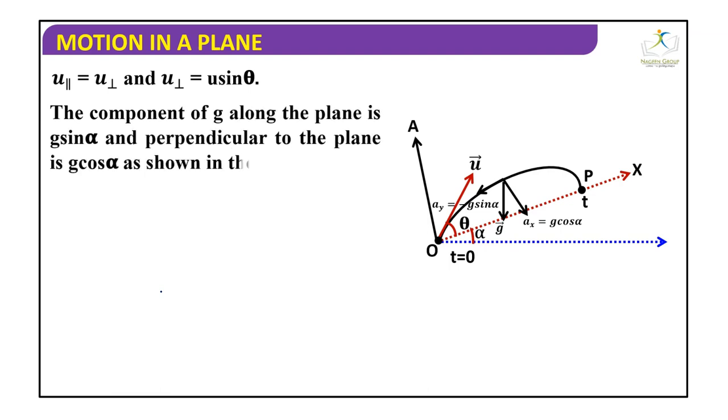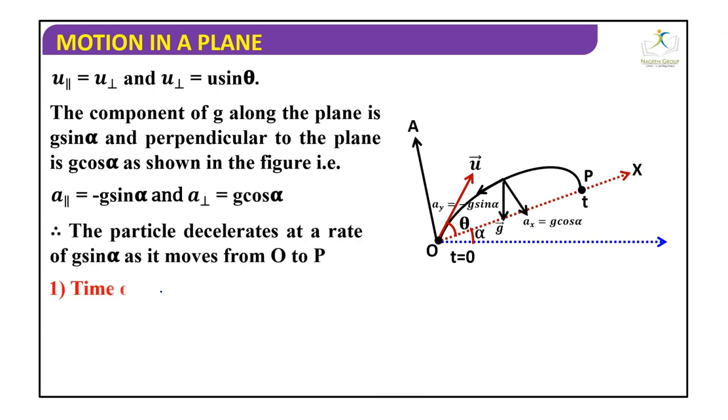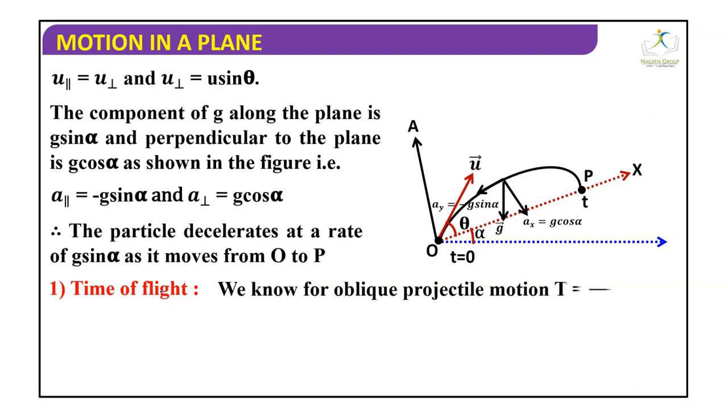The component of g along the plane is g sin alpha and perpendicular to the plane is g cos alpha, as shown in the diagram. So when we put these values, we can calculate the time of flight also. We know the oblique time of flight T is equal to 2u sin theta by g. So we can say T is equal to 2 times u perpendicular by a perpendicular.